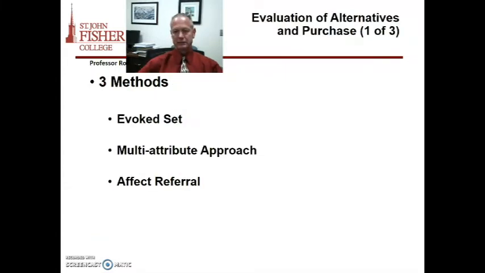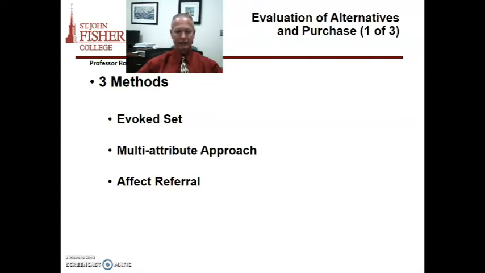The next stage in the consumer decision-making process is evaluating purchase alternatives. There's really three methods: the evoked set method, the multi-attribute approach, and the effect referral. The first one is evoked set. Evoked set is when a brand comes to mind and the consumer understands that brand. Now really, there's three types of evoked set. There's the inert set, the inept set, and the evoked set.